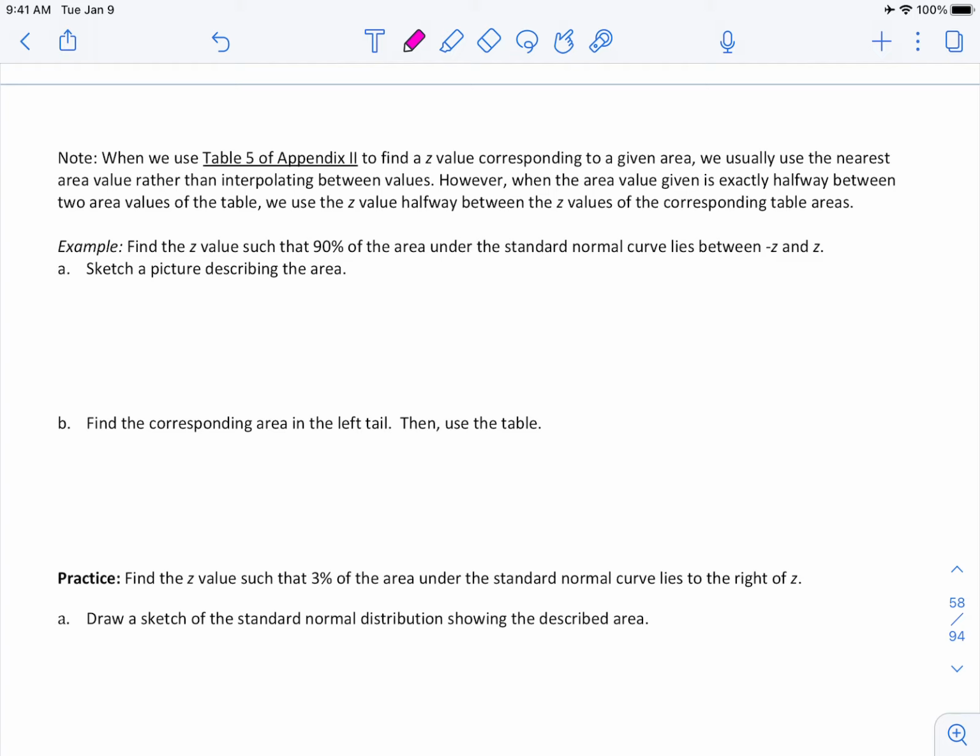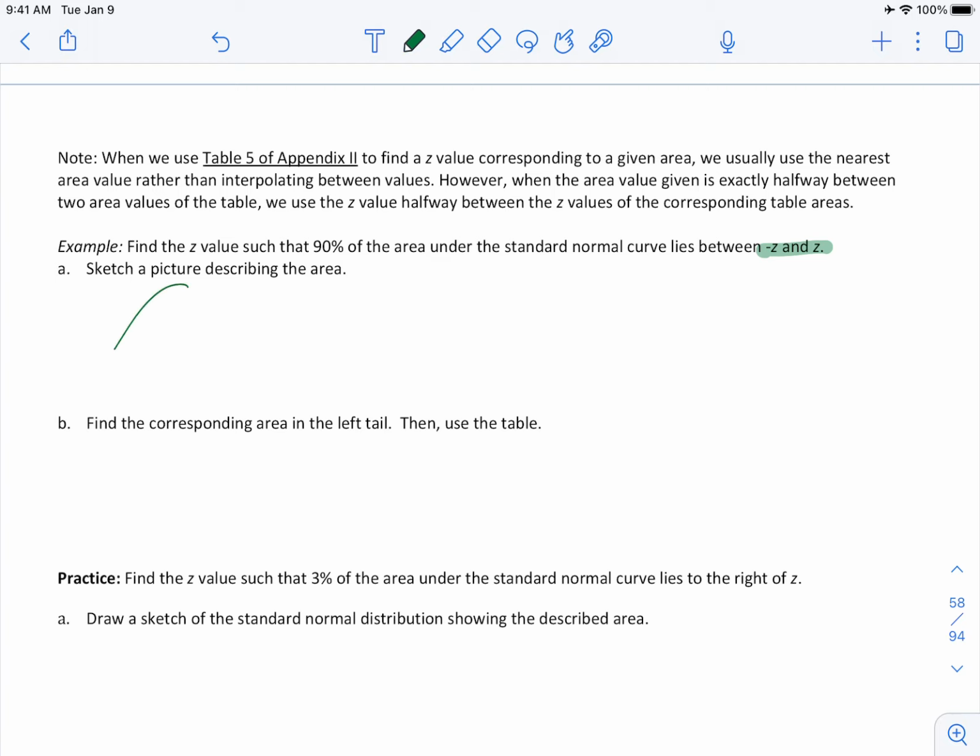So here's another one. It says, find the z-value such that 90% of the area under the standard normal curve lies between negative z and z. Sketch a picture describing this area. So if I want 90% to lie between negative z and z, notice these values are balanced, right? It's the same distance from the middle, because it's negative z and z.